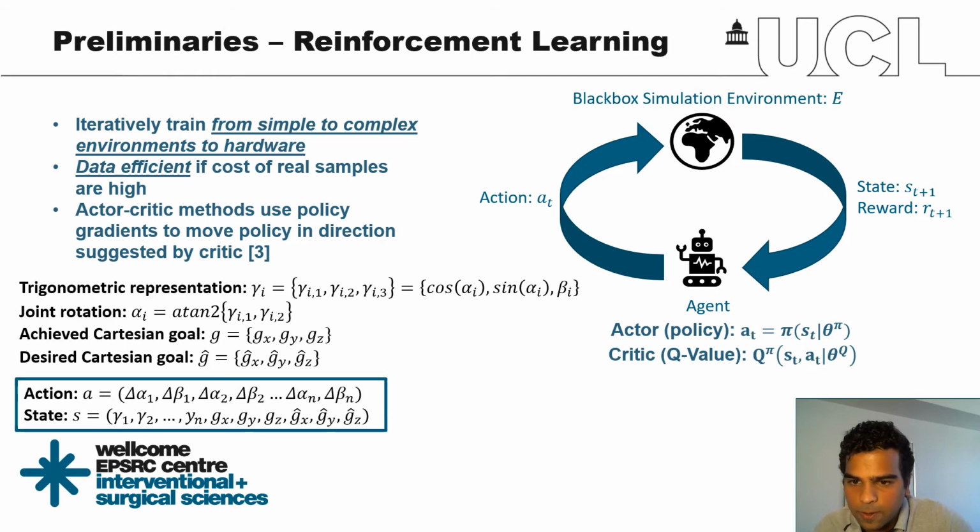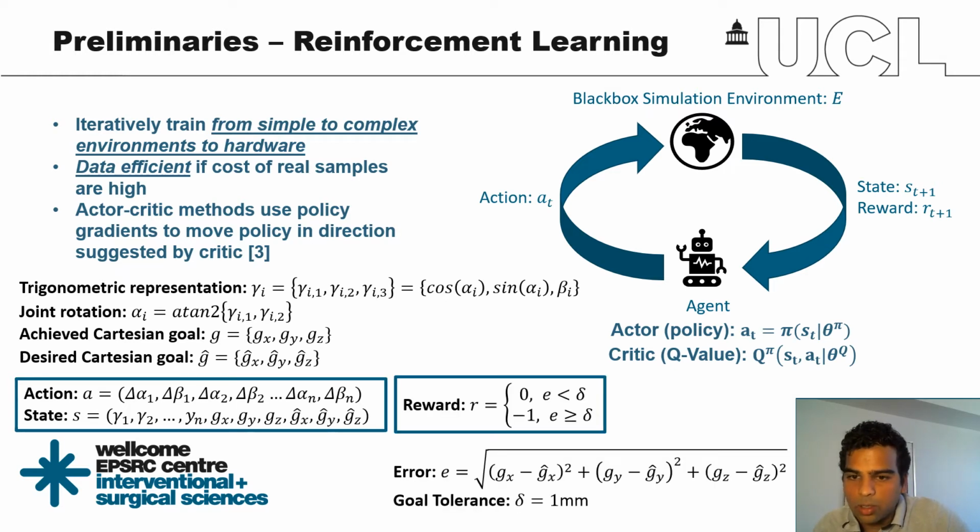the critic. So one of the things in reinforcement learning is we need to come up with a Markov decision process, which consists of a state, an action, and a reward definition. And so our state is just going to be our trigonometric representation for each tube, the desired Cartesian goal and the achieved Cartesian goal. The actions are going to be changes in rotation alpha and extension beta per tube.